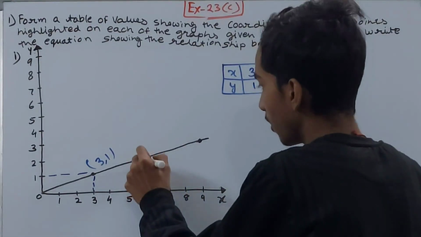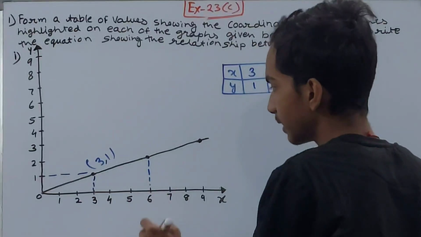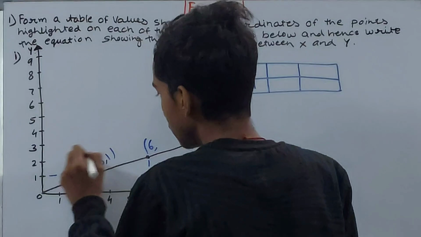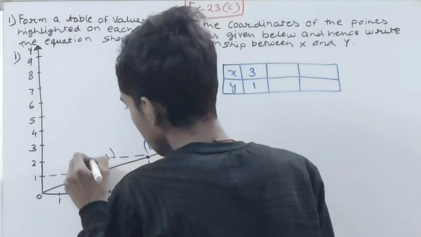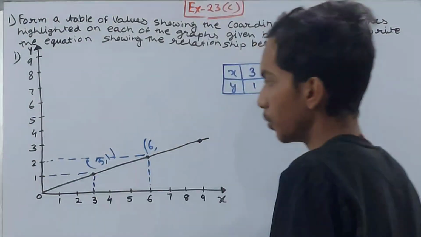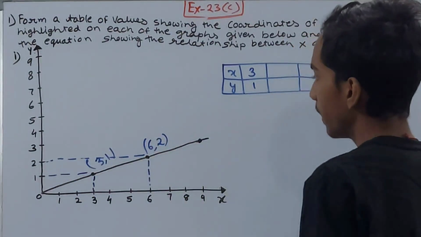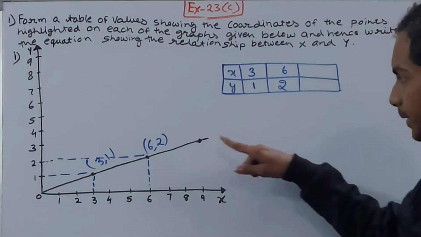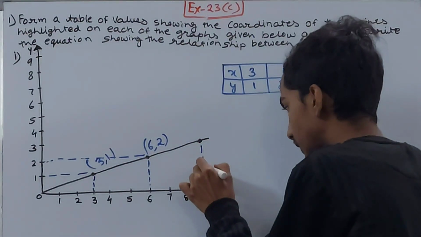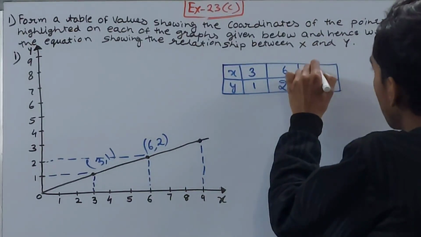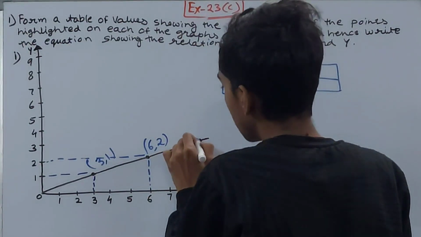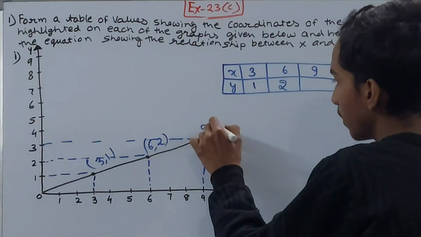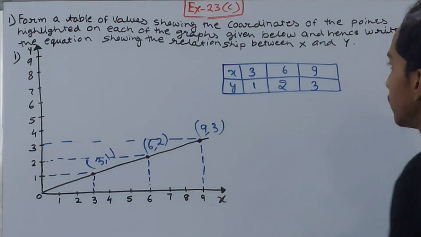Then for this point, the coordinates will be, first of all, on the x-axis it is 6. Then on the y-axis, see here, this will go like this, straight line. It will come on 2, as you can see: 6, 2. So 6 on the x-axis, 2 on the y-axis. Now this point right here, again on the x-axis it is coming at 9. On the y-axis you can see that it is coming at 3. So this becomes 9, 3.